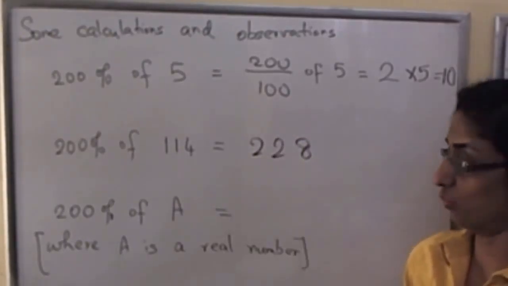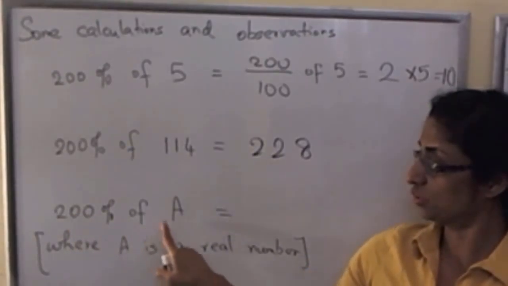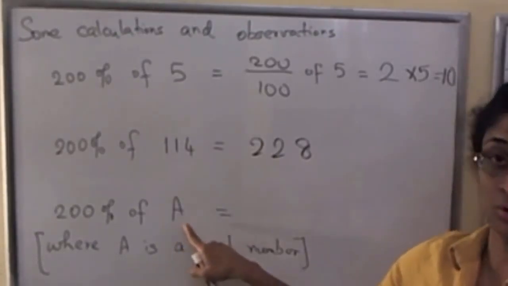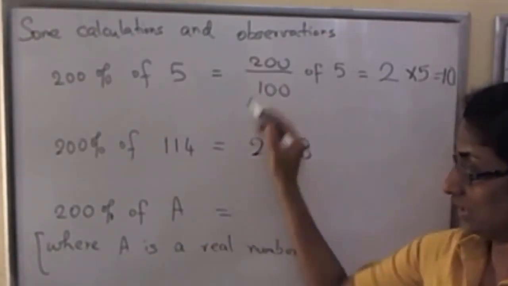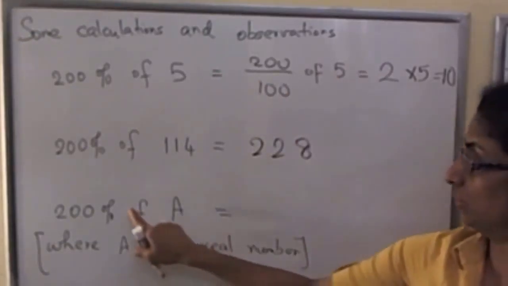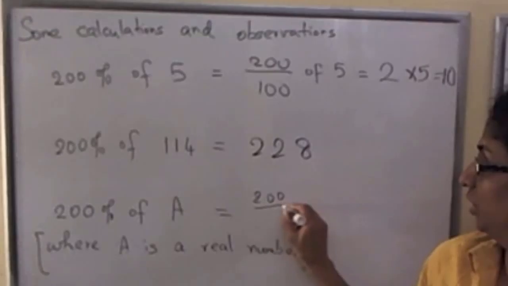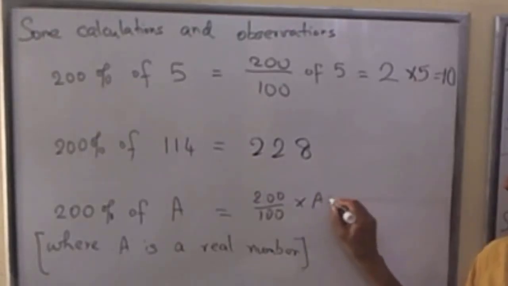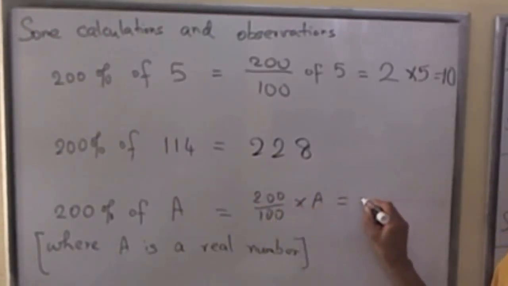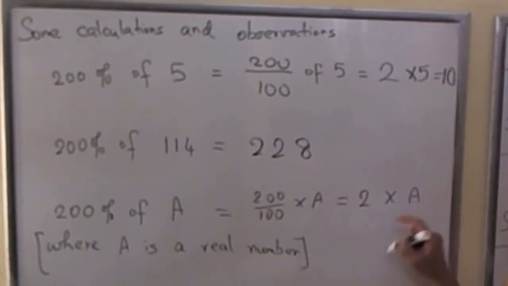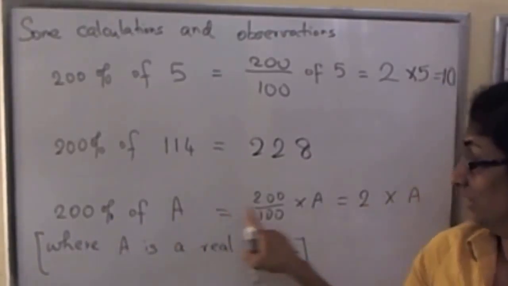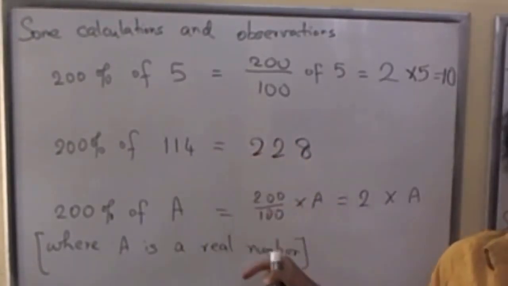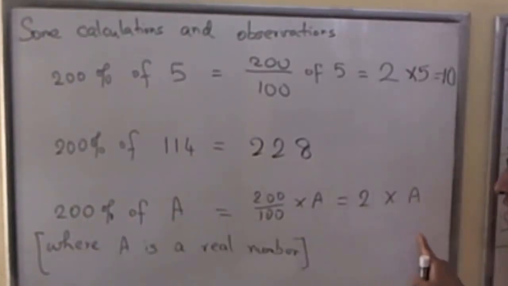So that's an observation we want to keep in mind. What is 200% of A, where A is any real number? For our purposes, you can think of A as a whole number or a fraction. And we again proceed as follows, and we notice 200% is 200 over 100. If you like, here itself, you can write times A. And now you notice 200 over 100 is simply 2, so 2 times A. So what we're noticing is 200% of a number is simply 2 times that number.